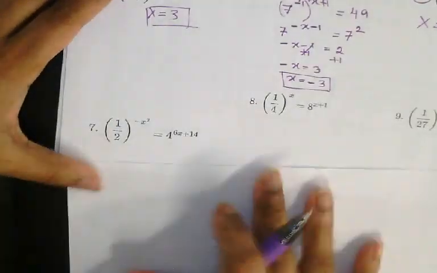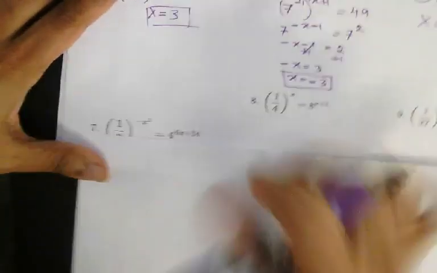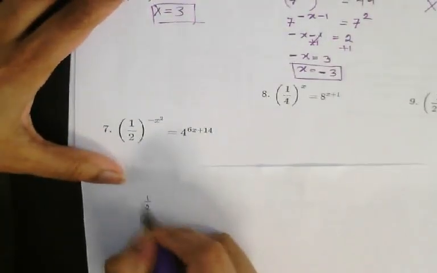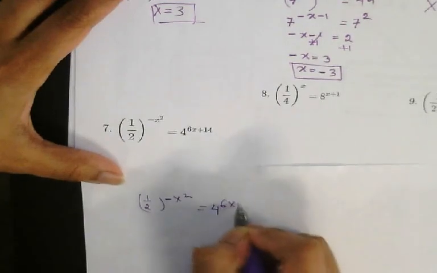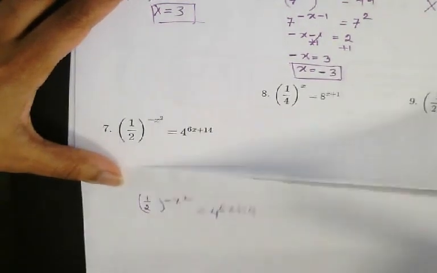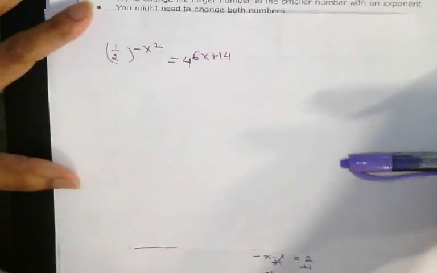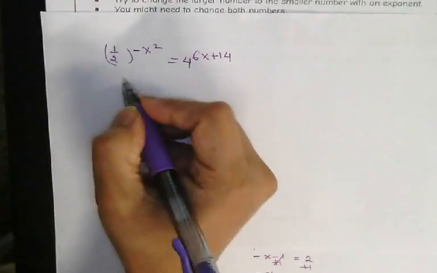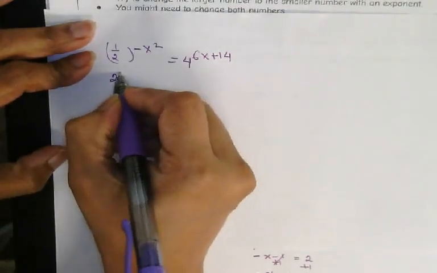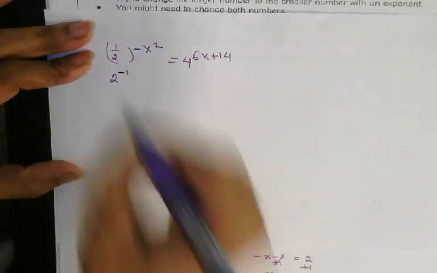So here it's saying 1/2 to the power -x squared is equal to 4 to the power 6x plus 14. Please pay attention to this one. Over here, we first have to bring this as a whole. We cannot have this fraction. Let's get rid of the fraction: 2 to the power -1.